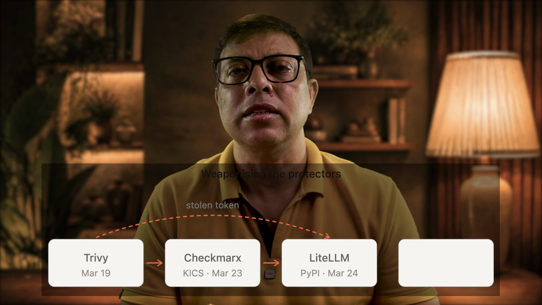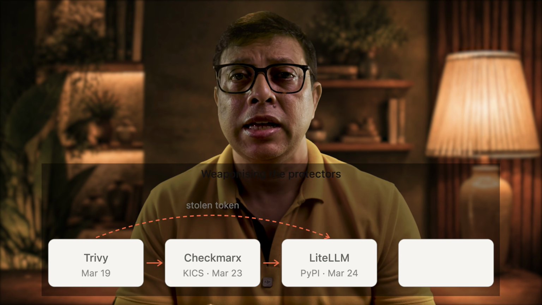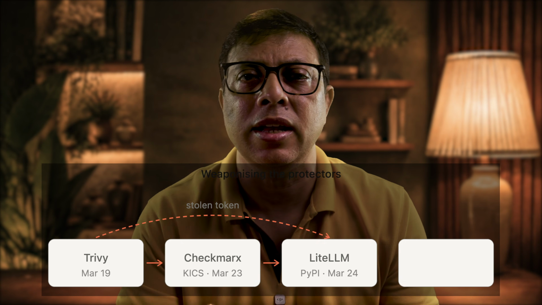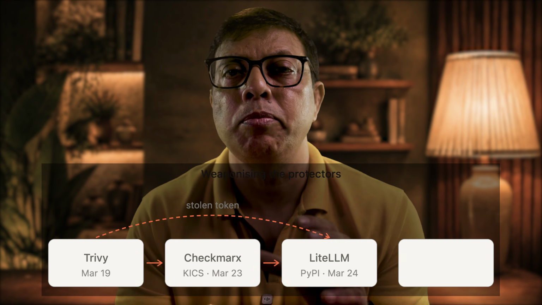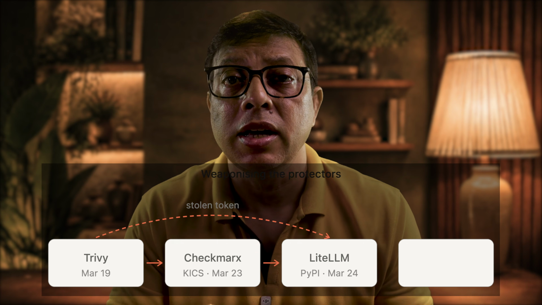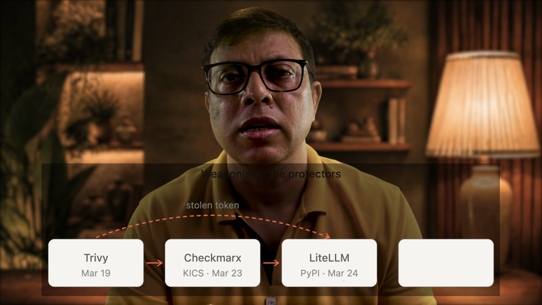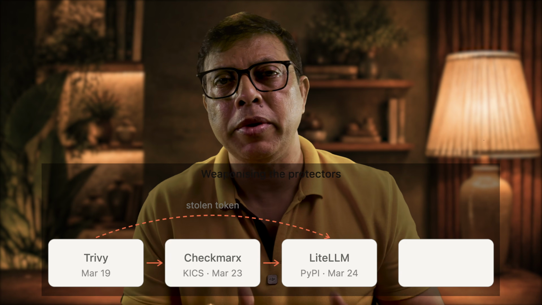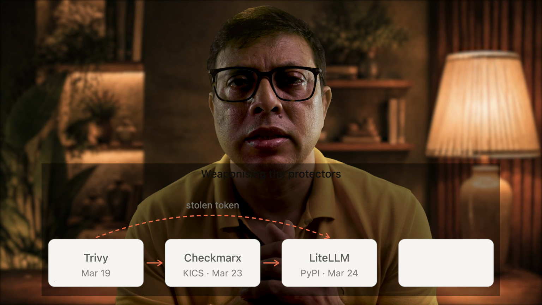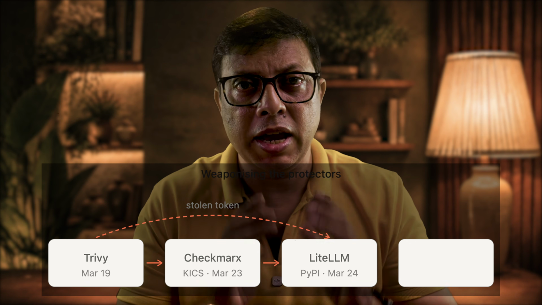Wave 3, and this is where it explodes. 24th of March, 10:39 in the morning UTC. There is a tool called LiteLLM. You must have heard about it. If you build AI products, you probably use it without thinking about it. It is a gateway that lets your application talk to an AI model, your OpenAI, Anthropic, Google, through one common interface, isn't it? 95 million downloads a month, 3.4 million downloads every single day.